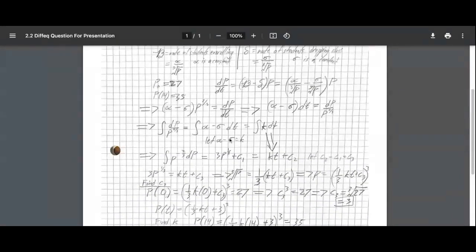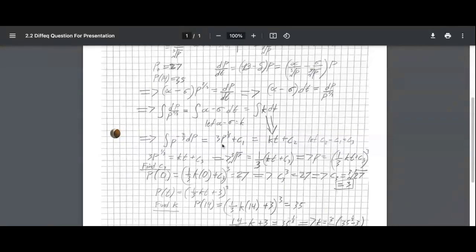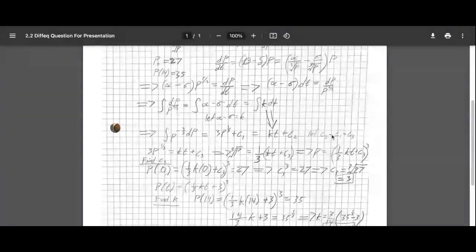And here I let the two constants equal k, because I didn't want to deal with two constants. I'd rather just deal with one, because it's the difference of two constants. And then as we integrate, here on the left side, we have 3p to the 1/3 plus a constant. On the other side, we have a k of t, because we just tack on a t to the constant, and then plus c2. And I simplify this. I say let c2 minus c1 equals c3. And so that's what we have here underneath. 3p to the 1/3 equals kt plus c3.